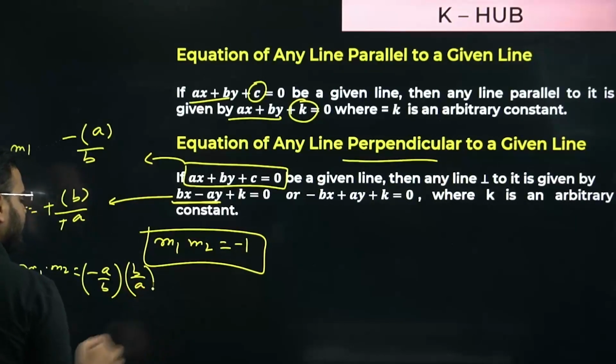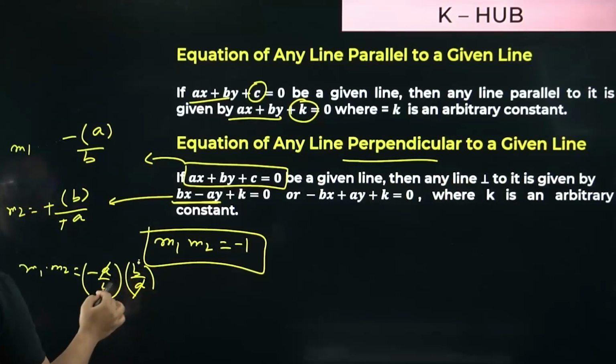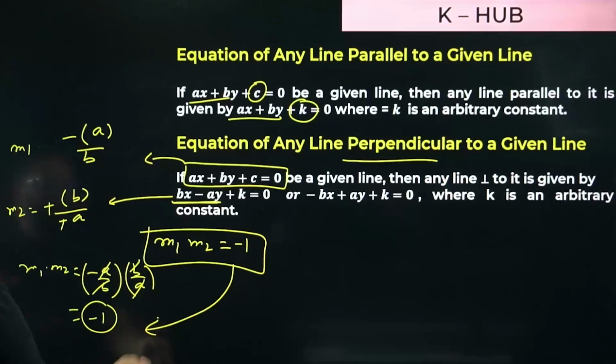What is this? B by a. A and a is cancelled, b and b is cancelled. What I get the answer as simply minus 1. Hence proved, sir. Please check. Is this clear? Is this clear or not? Have a look. This is done.